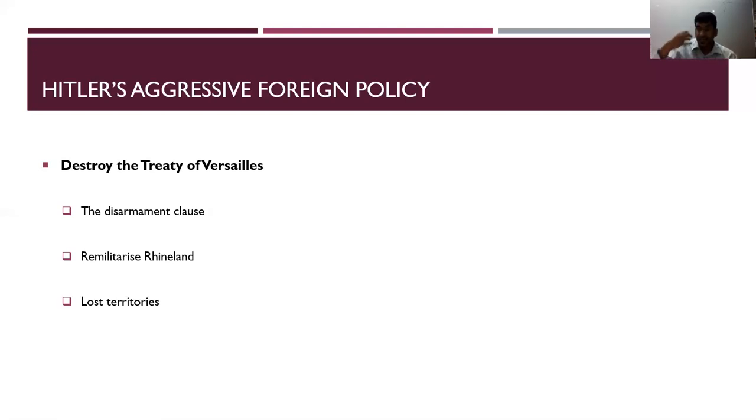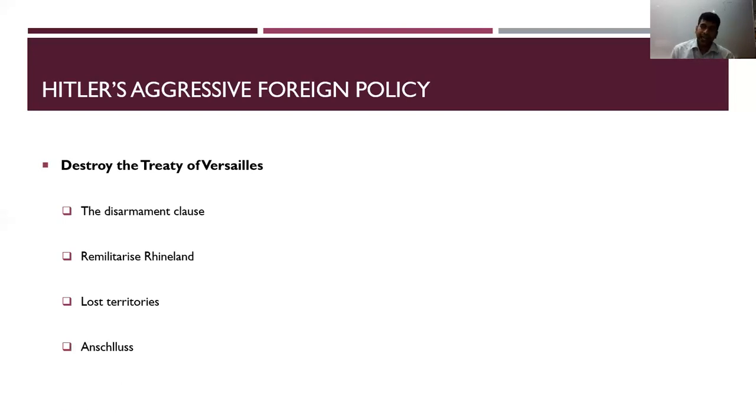Next, loss of territories. Okay, so we look at the loss of territories. Hitler wanted to destroy the Treaty of Versailles by recapturing lost territories. Under the Treaty of Versailles, remember, 10% of European German land was given away. And some of these lands were basically part of what is now Poland, for example, or Czechoslovakia. Okay, so he wanted to reclaim these lost lands or lost territories. We'll go into the details of it shortly.